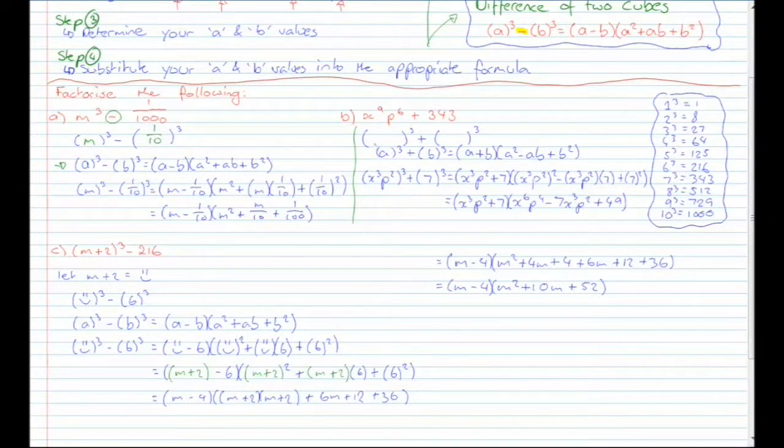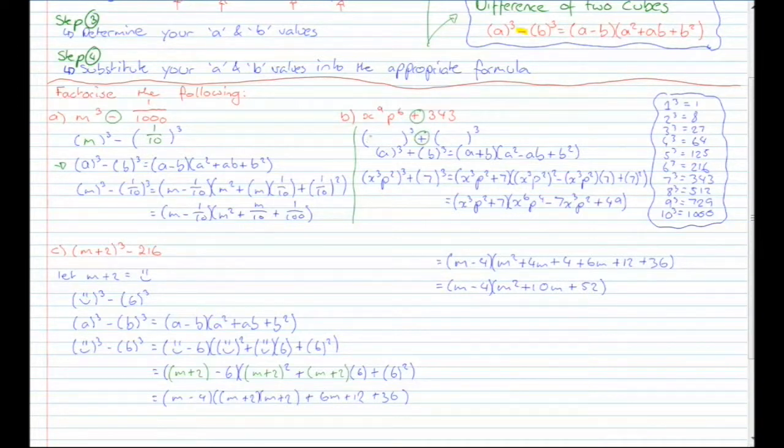Coming to part B now, we've got x to the power of 9 p to the power of 6 plus 343. Well, we need to take out any common factors first. Have we got any? No, we don't. So what we go through and do now is we just go through and figure out what goes inside these brackets. Now, we're using the sum of two cubes because we've got the plus here.